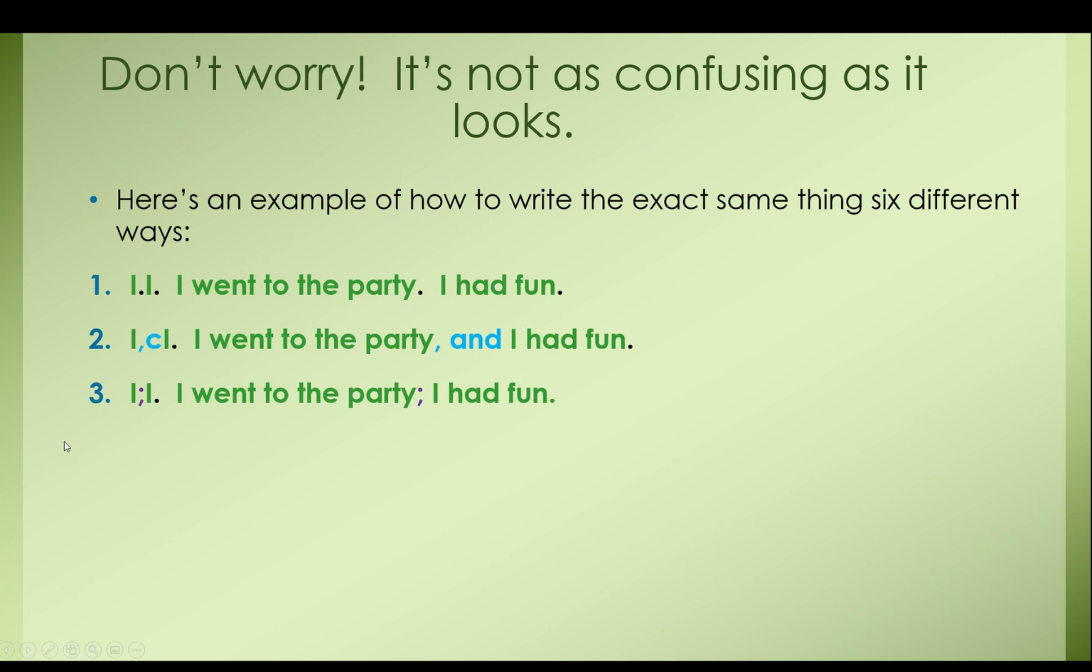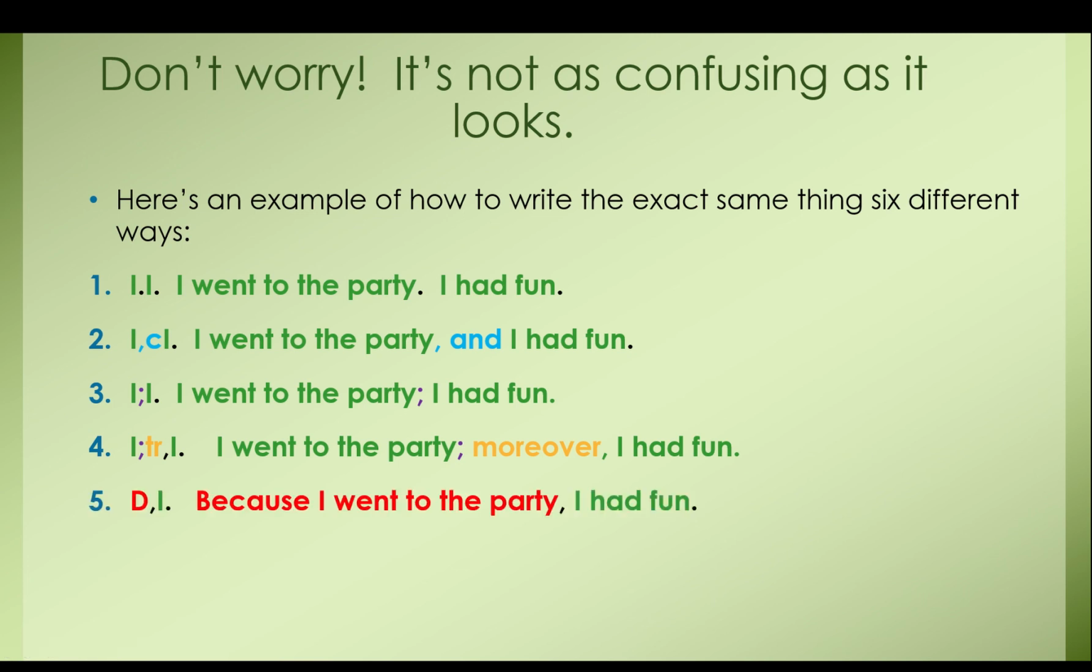All right, moving on to the next one, number 4. Independent clause, I went to the party. Semicolon. Transition word, I'm going to choose moreover. I know after my transition word I need a comma, so I put my comma, and then my other independent clause, I had fun. I went to the party, semicolon, moreover, comma, I had fun.